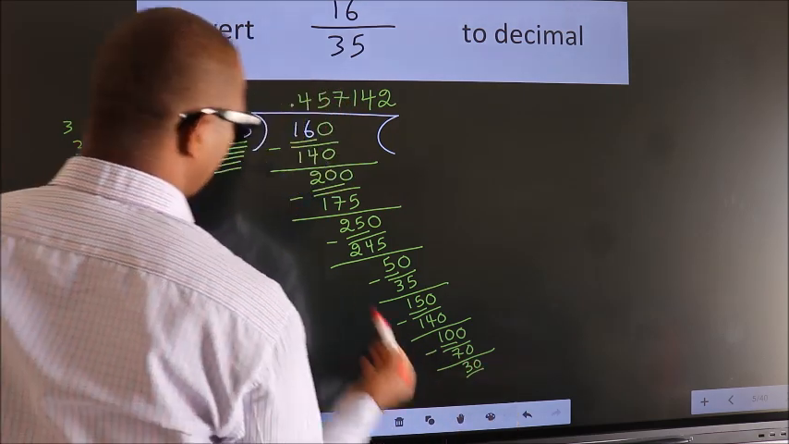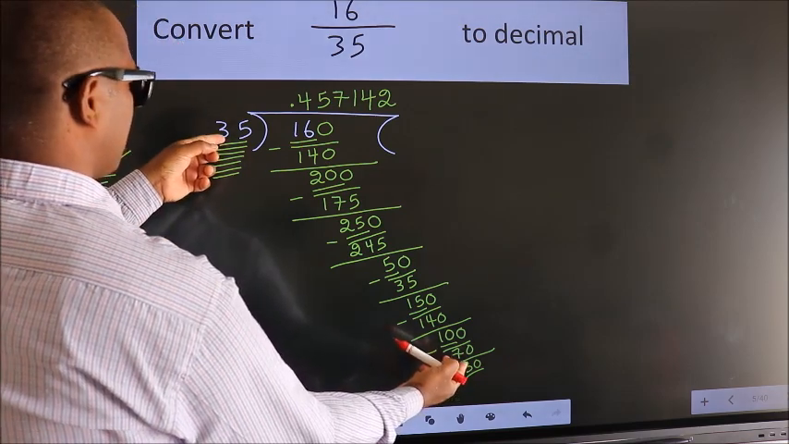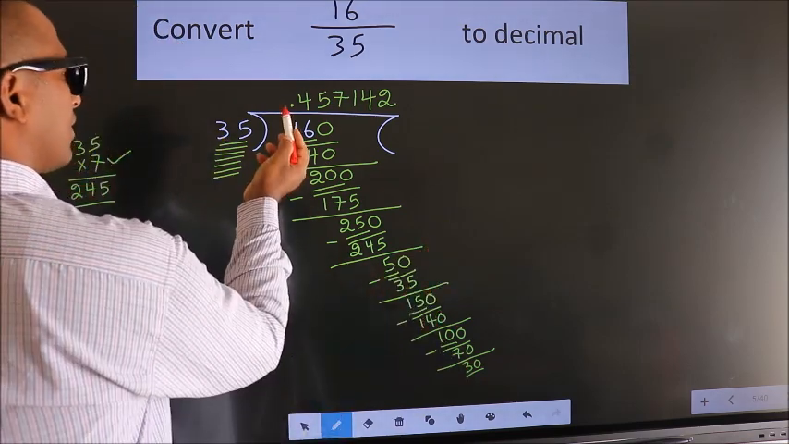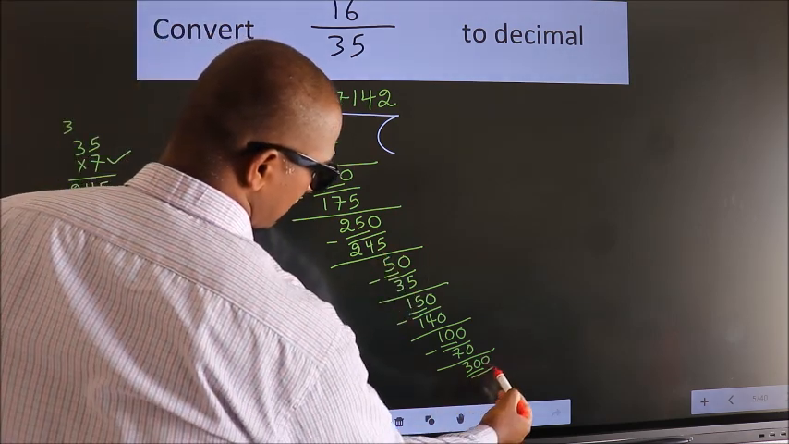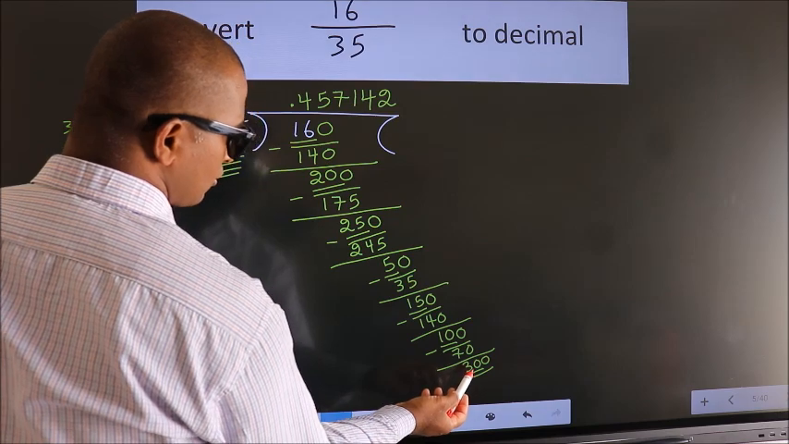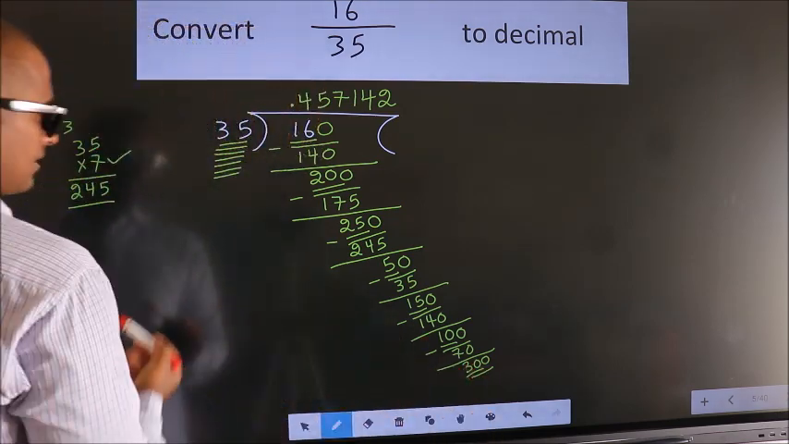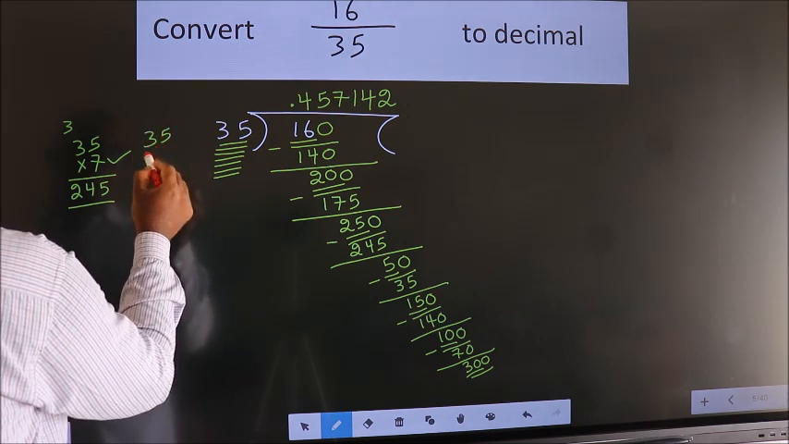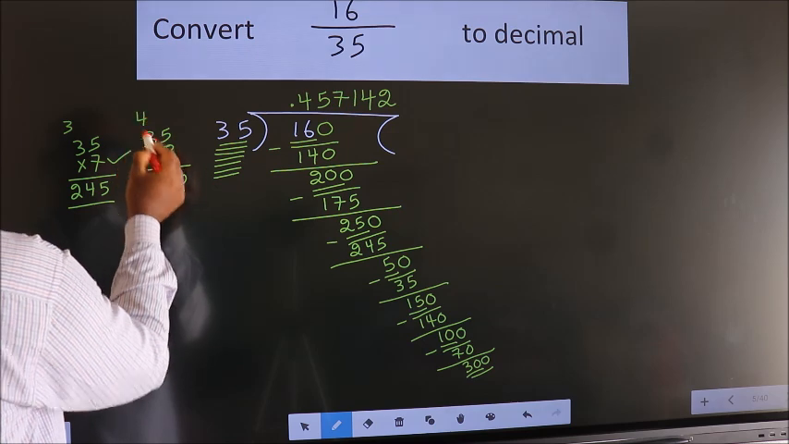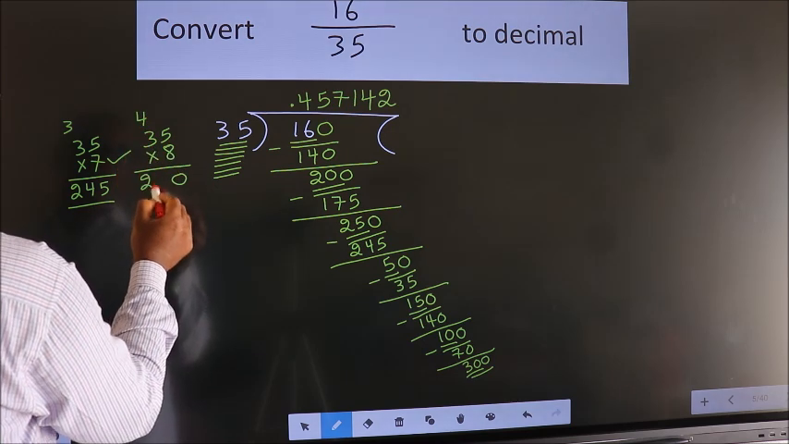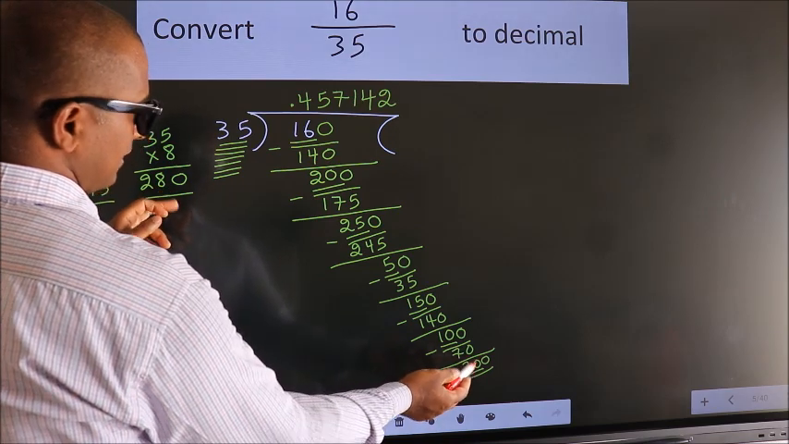Here we have 30, here 35. 30 is smaller than 35, and we already have the decimal, so we can directly take 0. So 300. A number close to 300 in the 35 table is, let us go with 8. So 35 8 times, 8 fives 40, 0 carry 4. 8 threes is 24 plus 4, 28. So 280, close to 300.